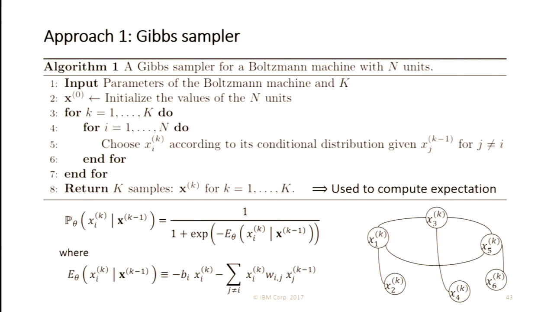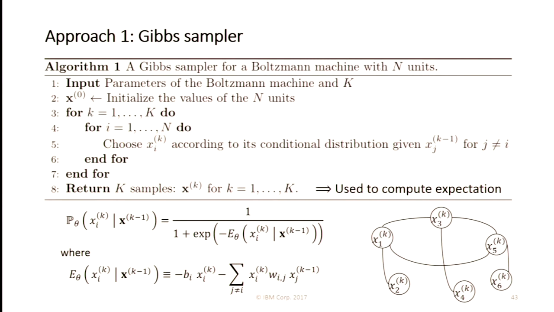So each iteration of Gibbs sampling goes like this. We first initialize the value of all units. And in each iteration, for each unit, we choose a new value following the conditional distribution given by the previous values. So the previous values are fixed. And we repeat this for all units to get a new sample. And then this procedure is continued for k times to obtain k samples.